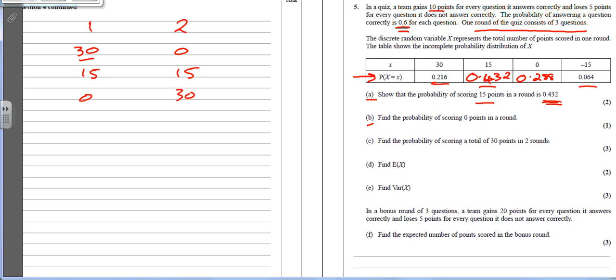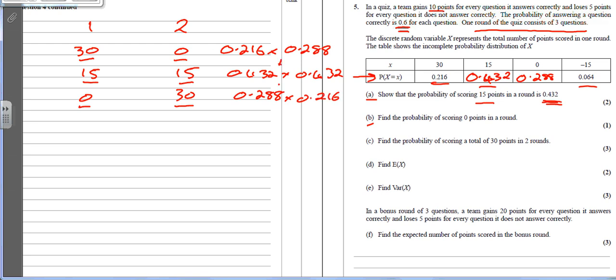So the probability of scoring 30 and then 0, that's going to be 0.216 times 0.288. The probability of getting 15 in round 1 and 15 in round 2 is 0.432 times 0.432. Next, I've got to get 0 in round 1 and 30 in round 2. So that's going to be 0.288 times 0.216. And I multiply them and then add them together. And if you do that, you end up getting 0.31104. So again, statistics, 3 significant figures, 0.311.